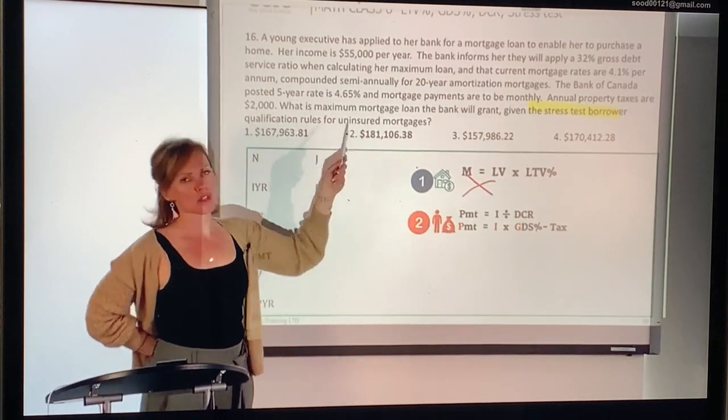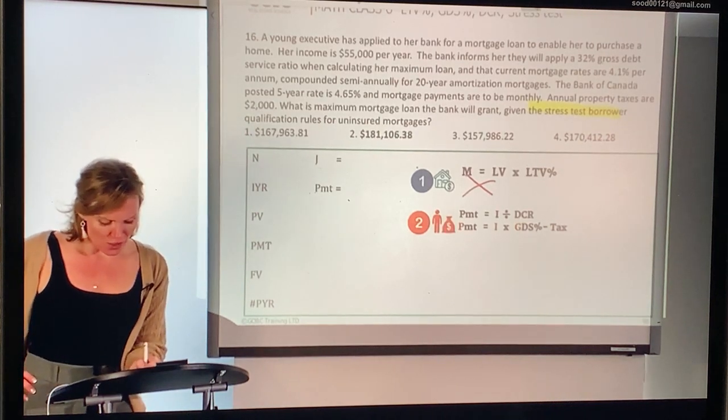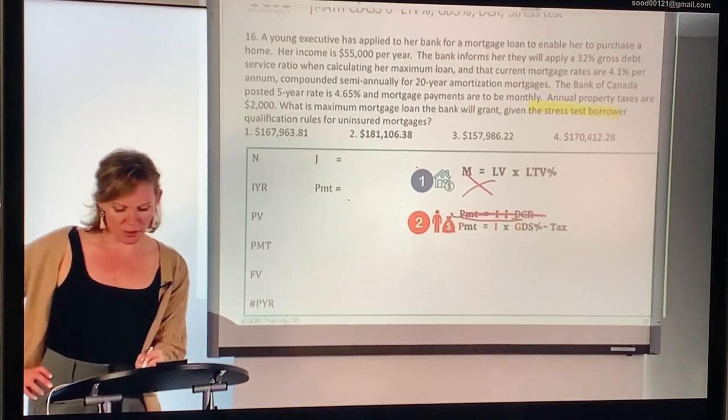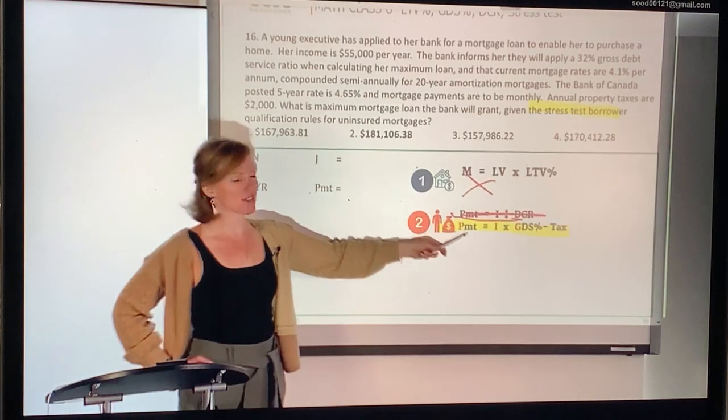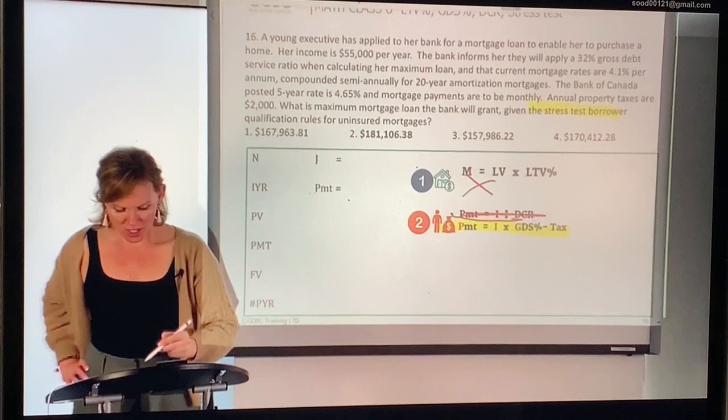Okay, so is that commercial or residential? It's definitely residential. It talks about taxes. It talks about the girl. So we're going to cross off your commercial, and we will be using your PIG minus tax formula. So let's manually find the payment first. Okay, so we need the income, GDS, and taxes.